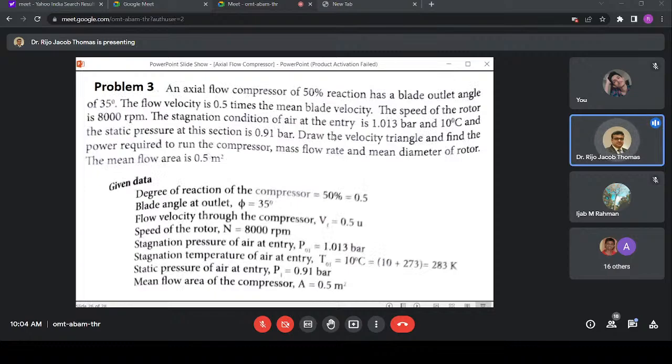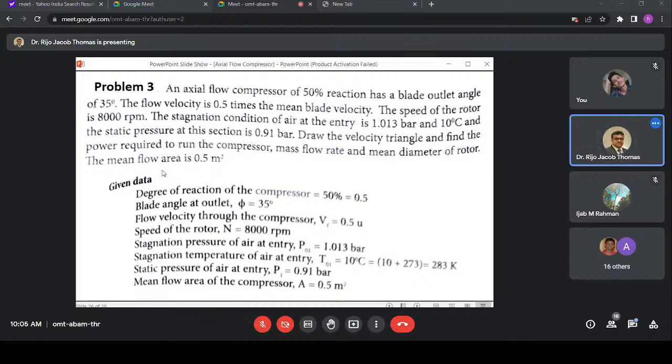Okay, an axial flow compressor, 50% reaction, has a blade outlet angle of 35 degree. Flow velocity is 0.5 times the mean blade velocity. Speed of the rotor is 800 rpm. From there you can find what is the blade velocity. Stagnation condition at the entry is 1.6, that is the inlet condition, 10 centimeter, and the static pressure is 0.95 bar. Draw the velocity triangle and find the power required. Mass flow rate, mean diameter, flow area is given.